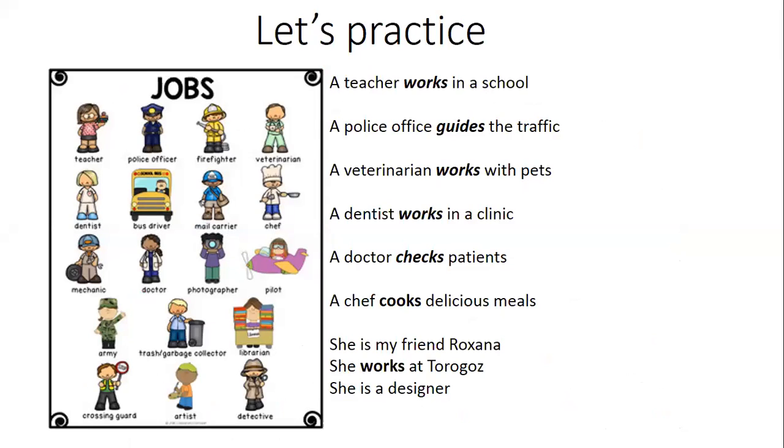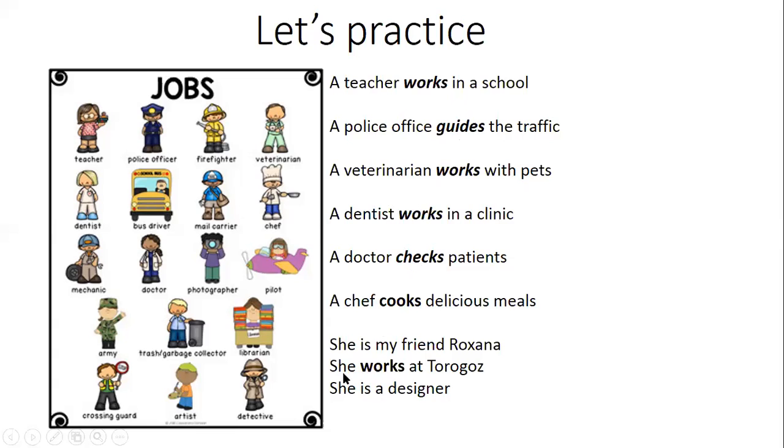So now let's practice. I can say a teacher works in a school, a police officer guides the traffic, a veterinarian works with pets, a dentist works in a clinic, a doctor checks patients, a chef cooks delicious meals. And I can say, she's my friend Roxana, she works at Toro Goz, she's a designer. So if you see, when I'm talking about a third person, I always follow the rule of adding the letter S when I'm talking about he, she, or it. But in this case, we are going to talk about people. So for he, she, I add the S to the third person singular verb. So a teacher works, a police officer guides, a veterinarian works, a dentist works, a doctor checks, a chef cooks.